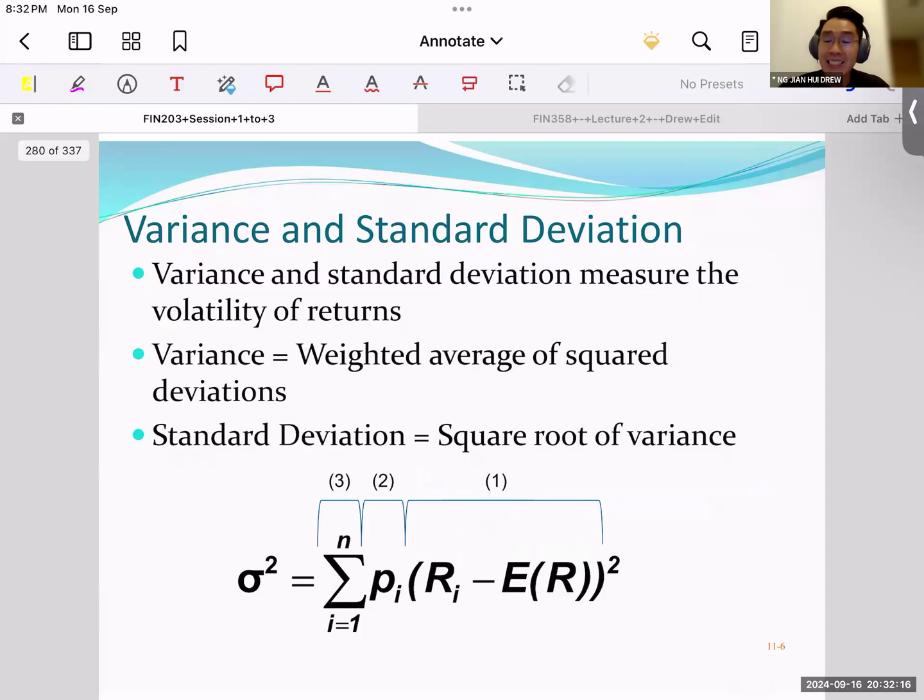Now, we have the expected variance and expected standard deviation as well. And when we have expected, we need to consider the probability. So again, it's the same thing. We recall that for the variance formula, we take the returns minus the average. Average is expected, so minus the expected return. Then it doesn't end there, because you need to multiply by probability, and then you sum it up.